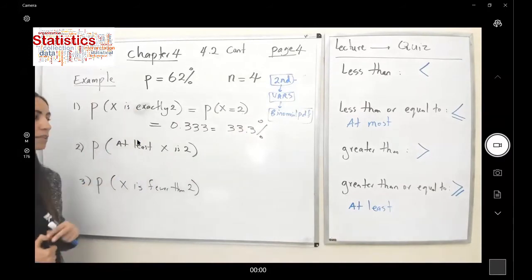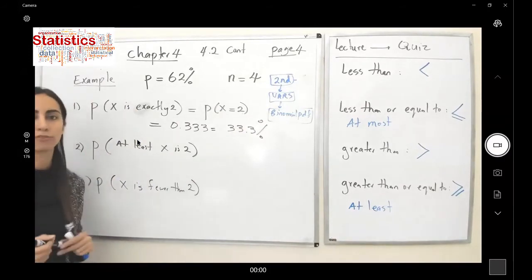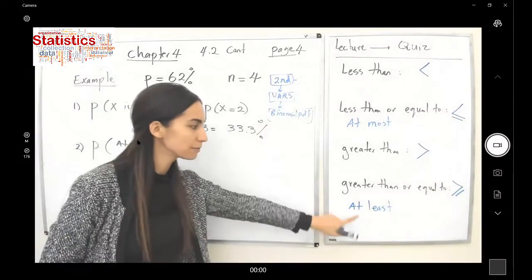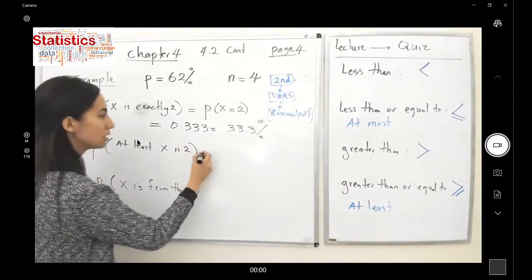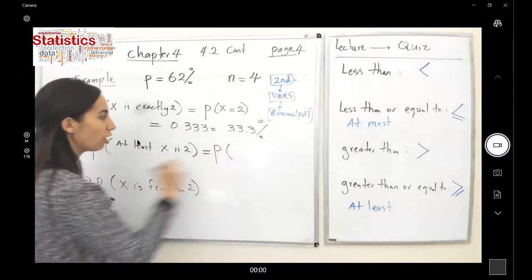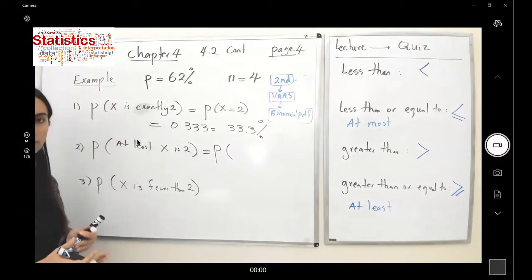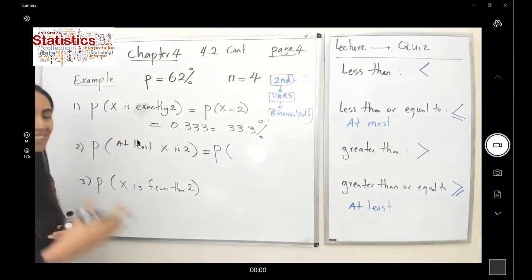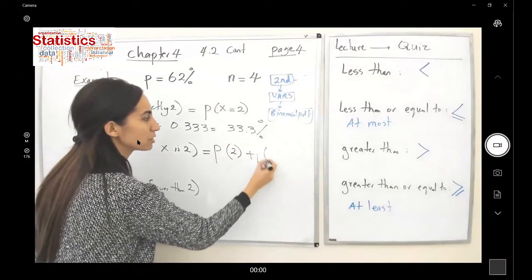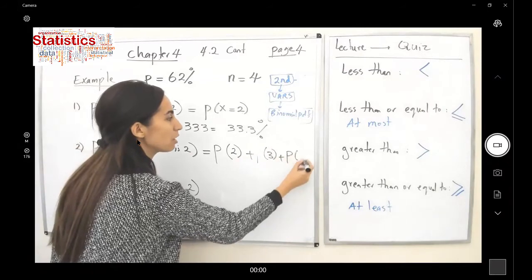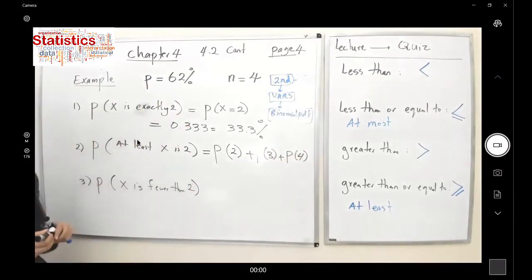Now, at least 2 of them. What's the meaning of at least? Greater than or equal to. So it means that we're finding the probability of 2 or 3 or 4. The probability of 2 plus the probability of 3 plus the probability of 4. Okay, take your time, find the probability.